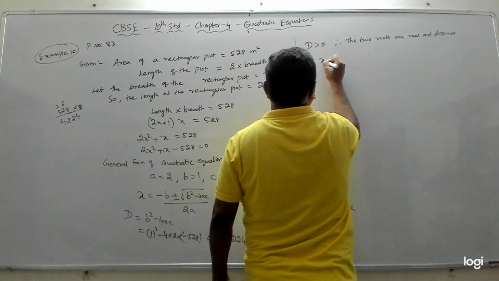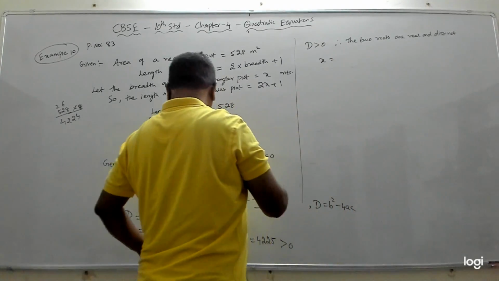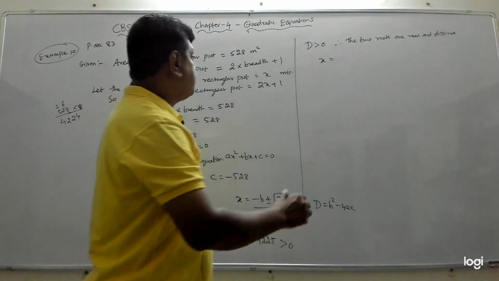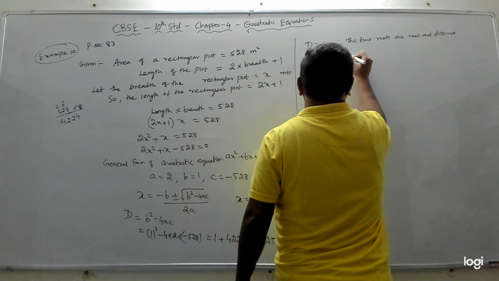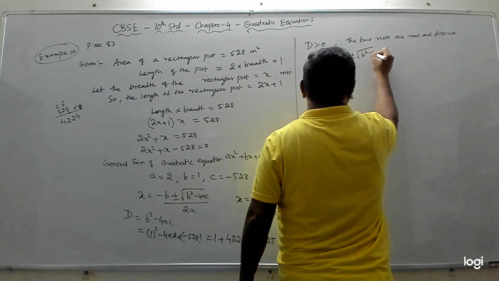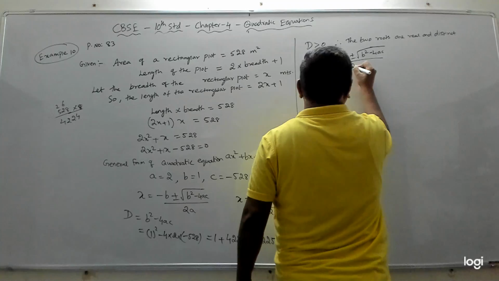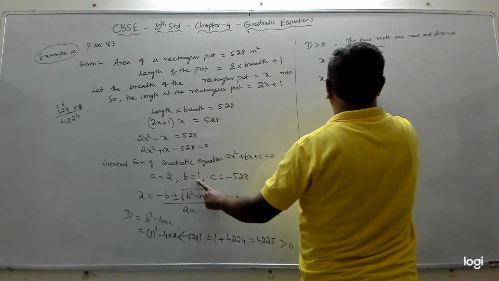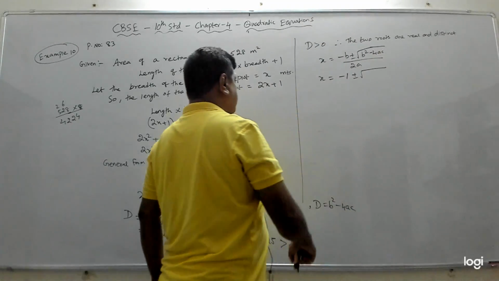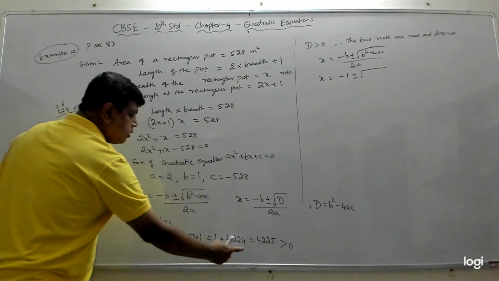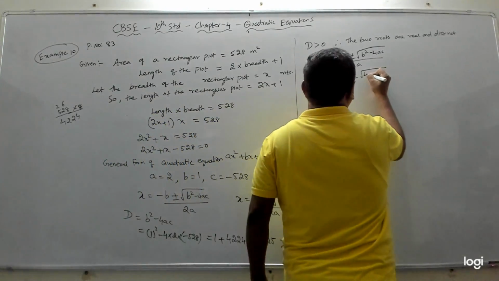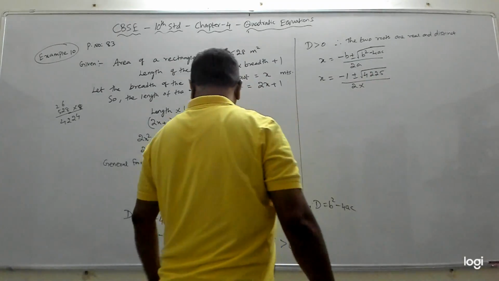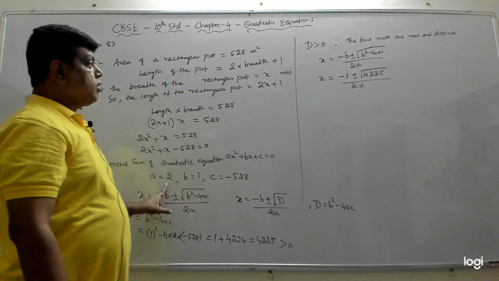Now what is our x? x is equal to minus b, right? So what is minus b? x is minus b plus or minus square root of b square minus 4ac by 2a. So that is x is equal to minus b, which is 1, plus or minus square root of b square minus 4ac. We calculated already, b square minus 4ac value is 4225, by 2 into a. a is what? a is 2. Substitute a equal to 2 here.